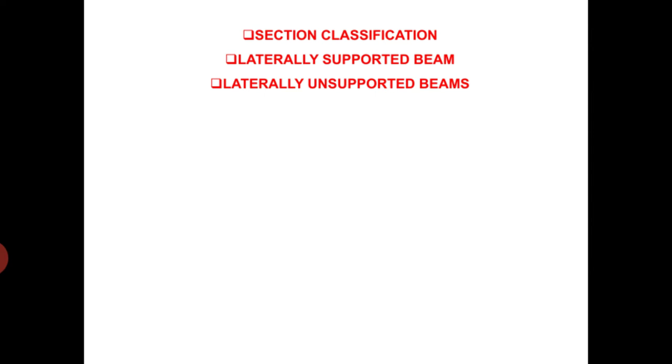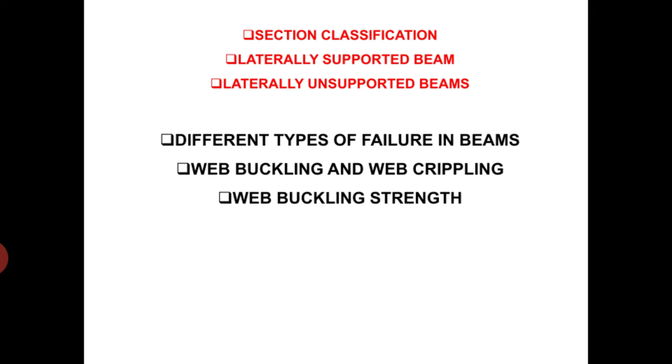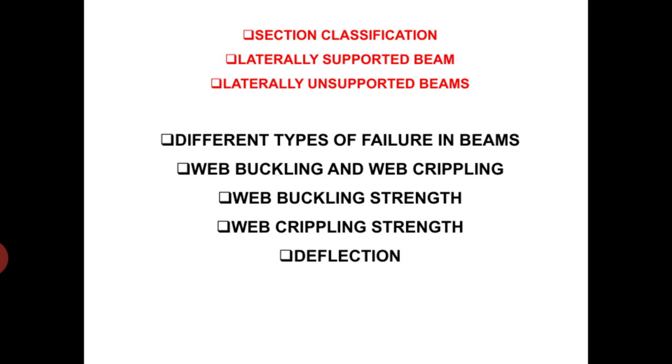So in this particular lecture we will discuss the different types of failure in beams, and next web buckling and web crippling, very important in the design of beams. Then the web buckling strength, the web crippling strength, and the deflection criteria. So these five things we are going to discuss in this lecture.